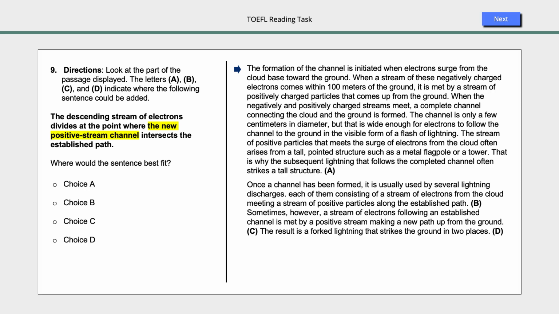In the sentence, it refers to the new positive stream channel. Before choices A and B, no new positive stream channel has been mentioned, so these options can't be correct. This sentence mentions the positive stream, a stream of electrons following an established channel, is met by a positive stream making a new path, and that's followed by choice C, which fits well as it refers back to this channel. Choice D follows the mention of forked lightning, and the sentence talks about when the stream of electrons divides, so this may seem like a good fit. But the final sentence is describing the result of the stream dividing, so the point about the stream dividing needs to come first.